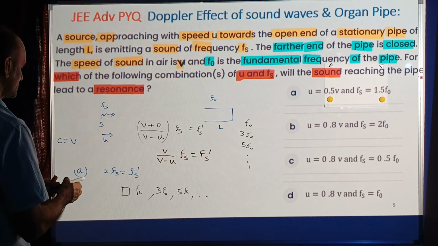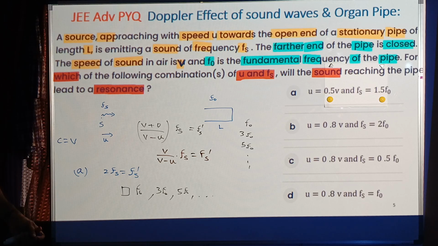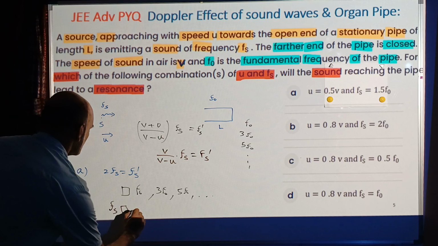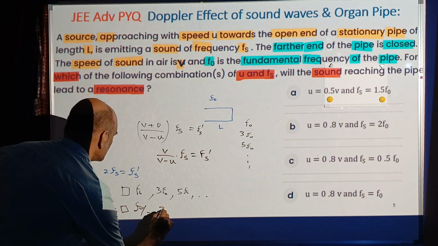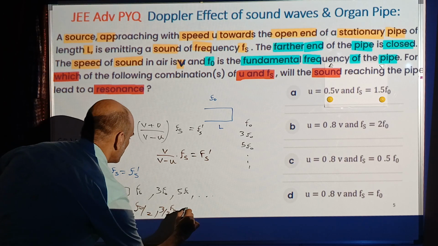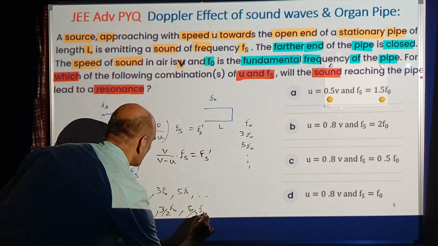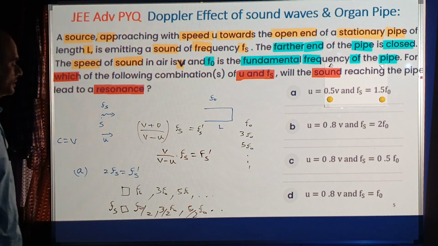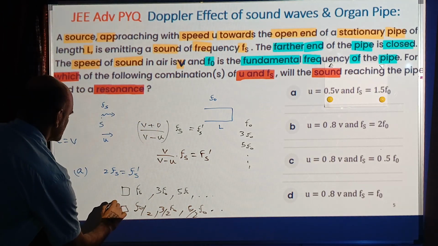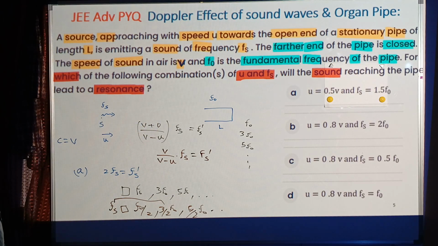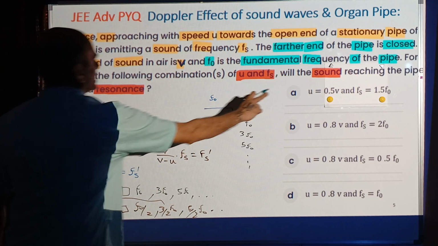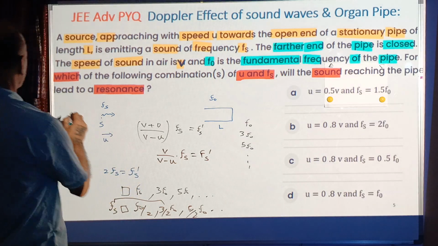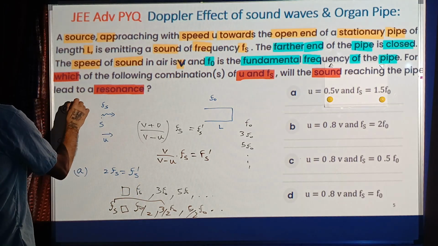So that means fs should match with f0 by 2, or 3 by 2 f0, or 5 by 2 f0, and so on, 7 by 2, 9 by 2. So fs is matching with 3 by 2 f0. So in this particular condition, there will be resonance with the first overtone, 3f0. So option A is true. Option A is possible for resonance.